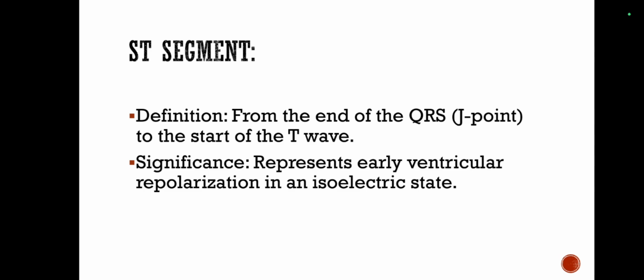Next is the ST segment. It is from the end of the QRS complex, which means exactly at the J point, to the starting of the T wave. So the ST segment is from the J point to the beginning of the T wave, and it represents early ventricular repolarization in an isoelectric state.